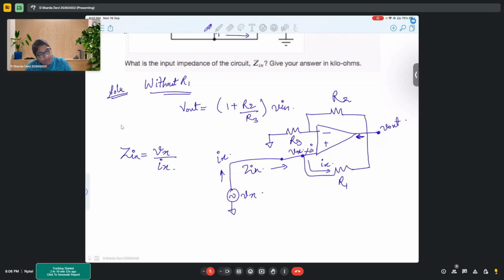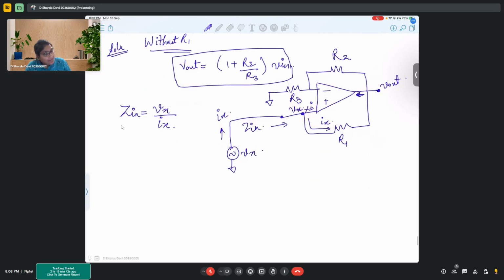Without R1, we know our V out was this much, right? Now, if I write this Ix, I can write it as Vx minus V out by R1 as my Ix that is flowing through this, correct? I cannot tell Vx right now, but if my R1 was not connected, I knew my V out was like this, right?